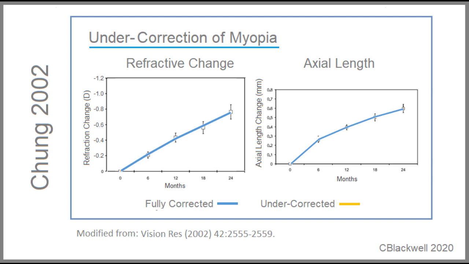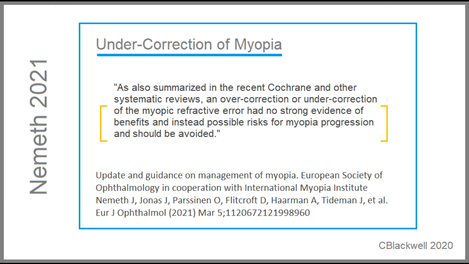The fully corrected control group shows typical changes in refraction and axial length over the 2 years of the study. The result of undercorrection was a surprise. The undercorrected eyes, the gold line, developed more myopia than the fully corrected eyes. More myopia. Other undercorrection studies have had mixed results. Undercorrection is officially not a recommended treatment strategy.